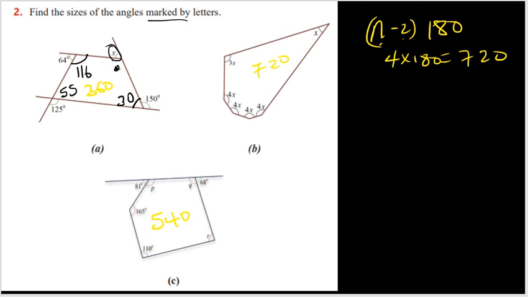Now, to get x in the beginning here, first I have to get this angle. Let's make it a question mark. To get the question mark, first I have to add each of the angles here. What are they? 116, 55, 30. When we add, we get 201. Okay, 201 means from 360, 159 remains. So this angle is 159.